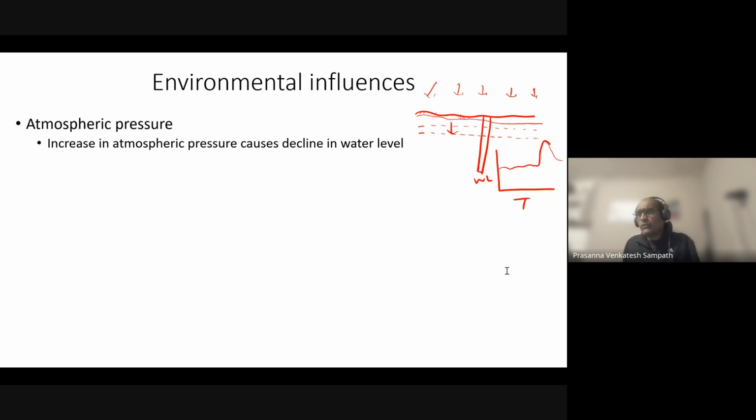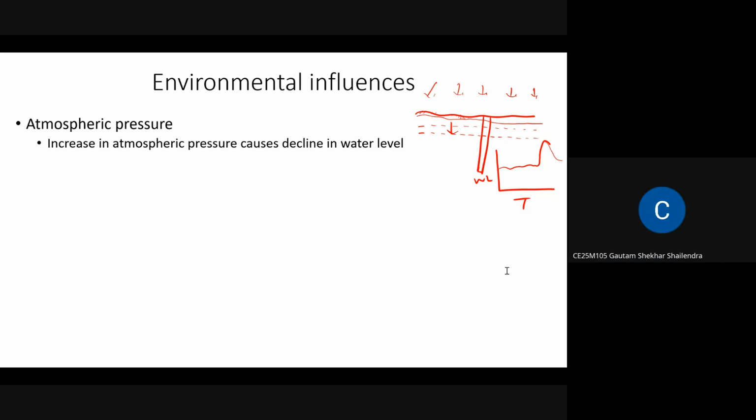I don't know if groundwater pumping can cause atmospheric pressure to change. I can't imagine how that would happen. Not sure. There might be some larger effect.